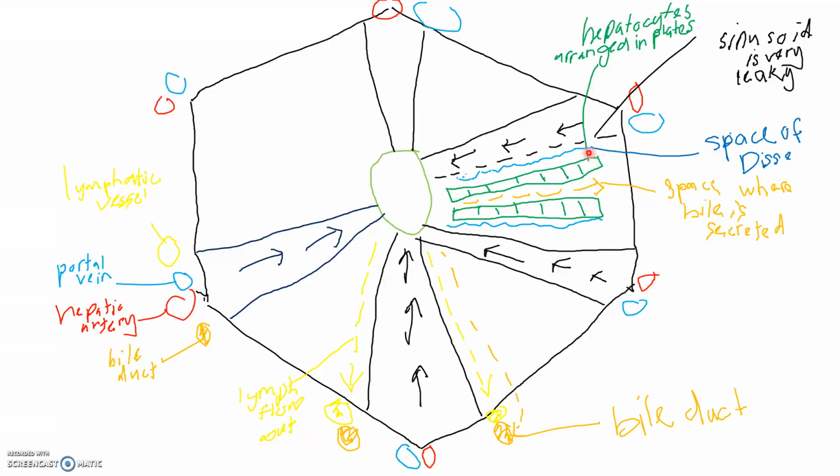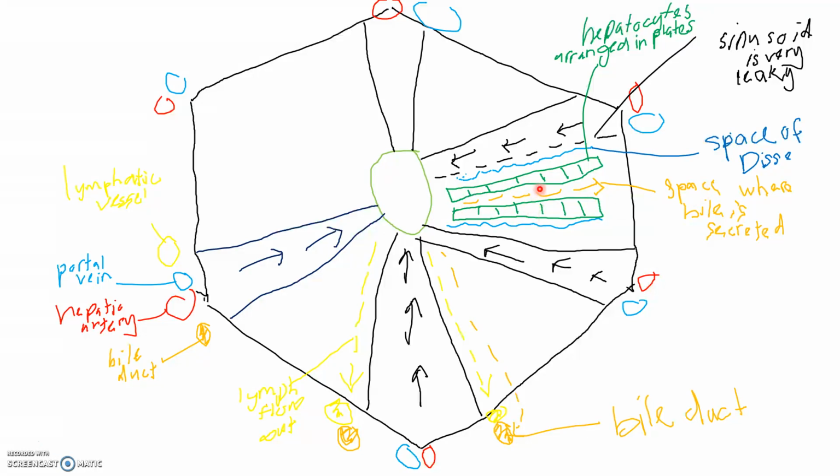So this is the space of Disse, and this one is the hepatocytes. This is a hepatic lobule, and these are the real hepatocytes, arranged in plates. So after the sinusoids comes the space of Disse, and then we have these hepatocytes, which are arranged in cords or plates. In between two hepatocytes we also have a space where bile is going to be secreted. The blood moves from the periphery to the center, whereas the bile is going to be secreted from the center to the periphery.